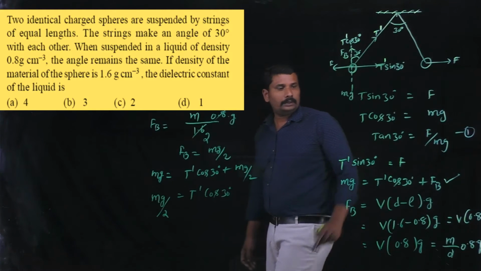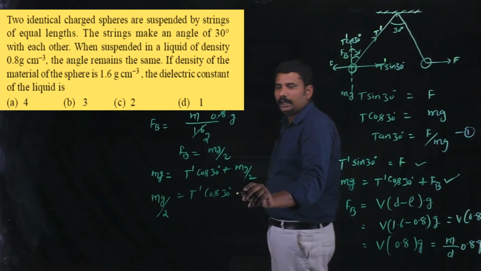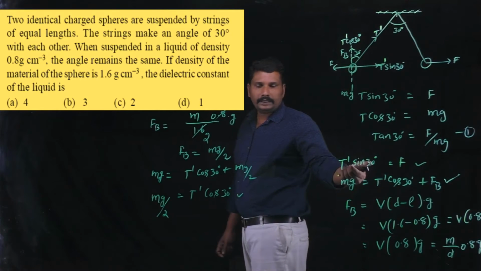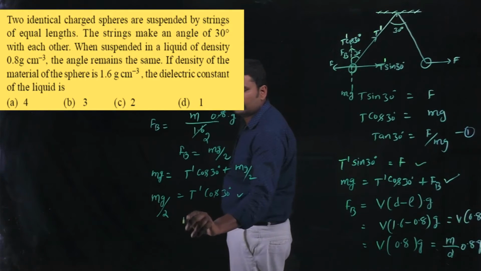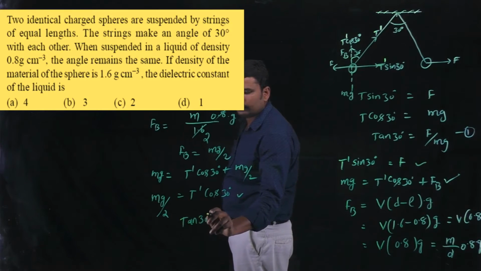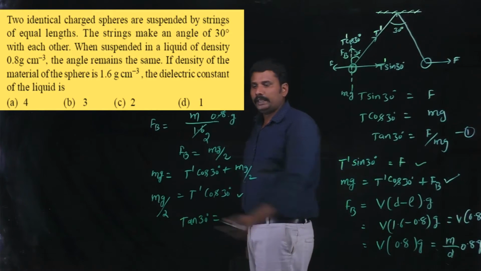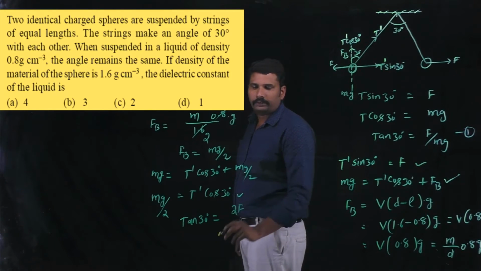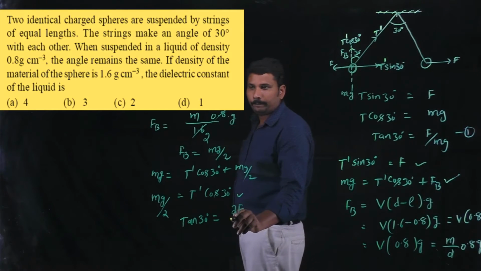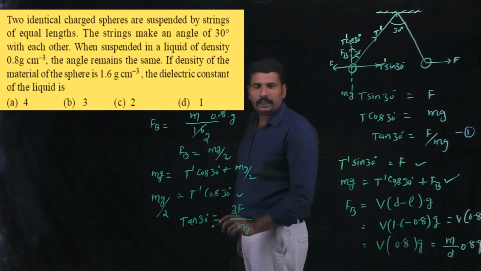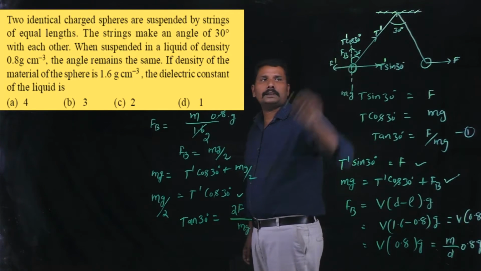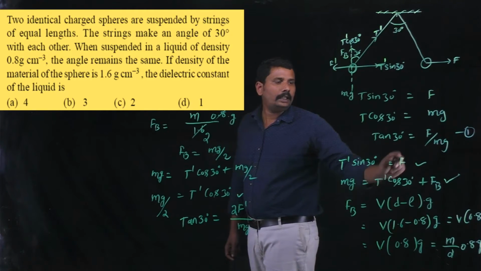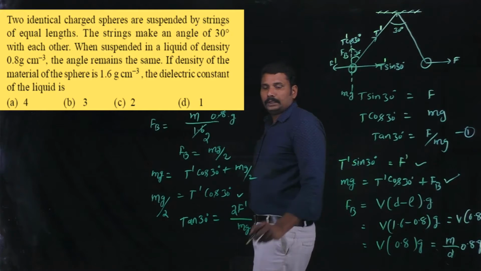Now this T dash sin 30 degrees and this T dash cos 30 degrees, on dividing, we get T dash sin 30 by T dash cos 30 equals tan 30, which equals f by mg by 2. It is 2f by mg. Here the force is some f dash. When the spheres are suspended in the liquid, the force becomes some f dash. And this is equation 2.